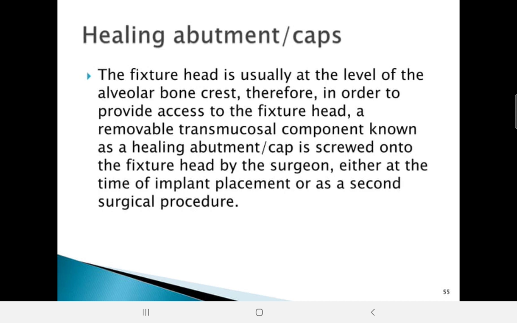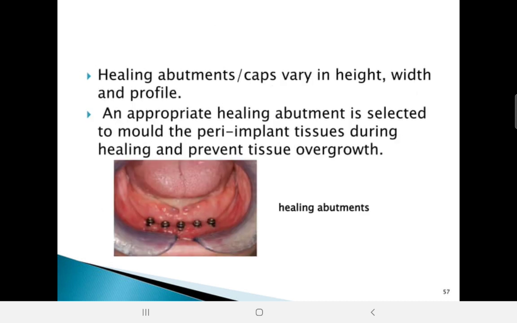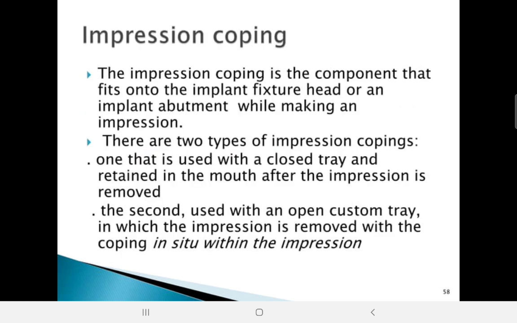The implant fixture head is usually at the level of the alveolar bone crest. Therefore, in order to provide access to the fixture head, a removable transmucosal component, which is known as a healing cap or healing abutment, is screwed onto the fixture head by the surgeon. It can be done either at the time of implant placement or as a second surgical procedure later on. And these healing abutments or caps vary in height, width and profile. An appropriate healing abutment is selected to mold the peri-implant tissues, that is implant surrounding tissues, during healing and prevent tissue overgrowth.